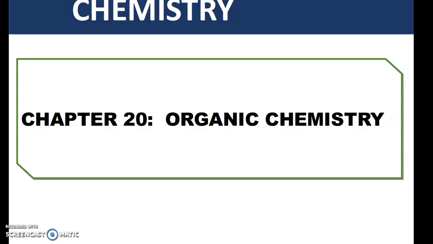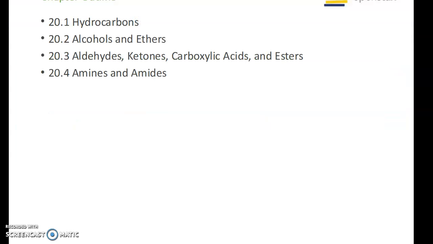Today we're going to go into chapter 20 about organic chemistry, and the material that we'll be covering today will first of all be hydrocarbons, alcohols and ethers, aldehydes, ketones, carboxylic acids and esters, and amines and amides. There's also a few other things that we'll talk about as well. But one of the main things about organic chemistry that we're going to be talking about is to ensure that you understand how to name the different types of materials.